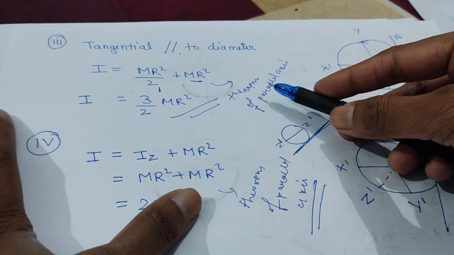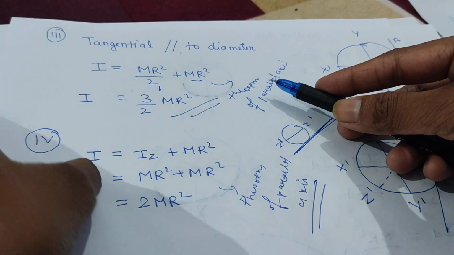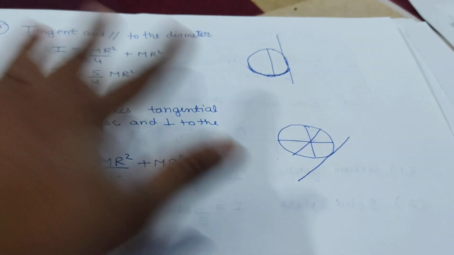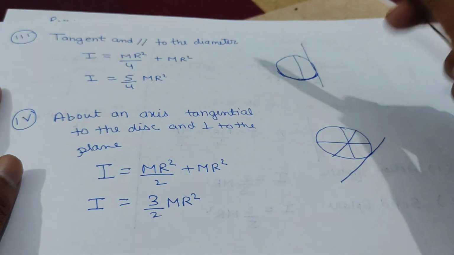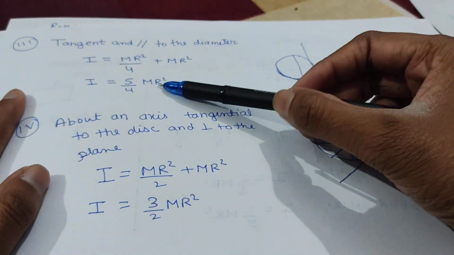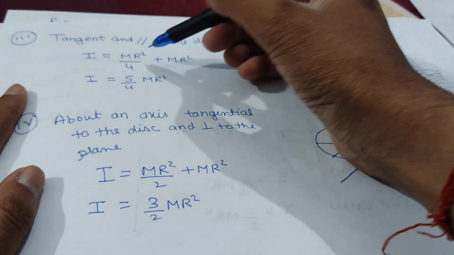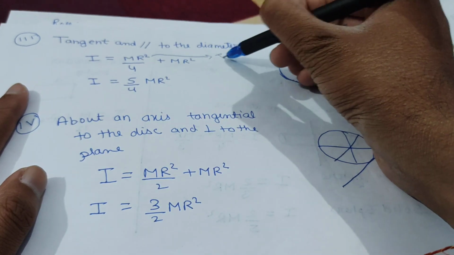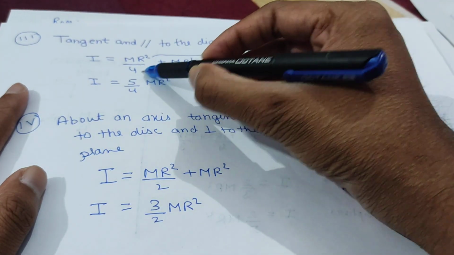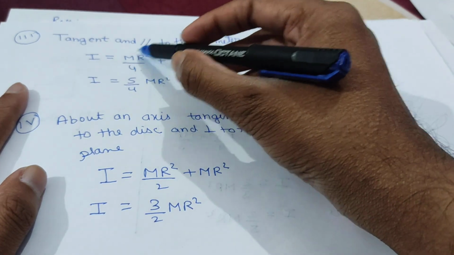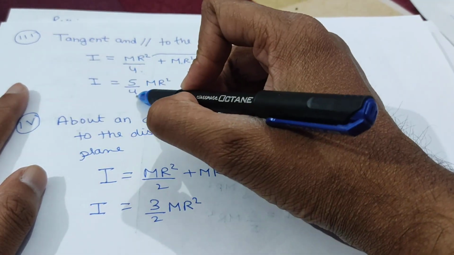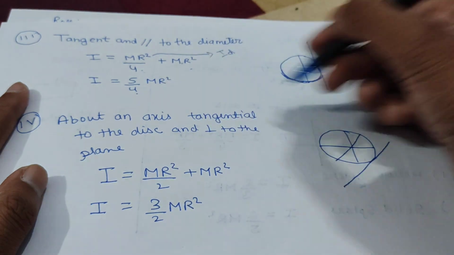Wait a second, this was for the ring, this is for the disc. So for an axis tangential and parallel to the diameter, we know the diameter moment is Id, and we apply the parallel axis theorem here. So it will be mr square plus mr square by 4. It will be 5 by 4 mr square.